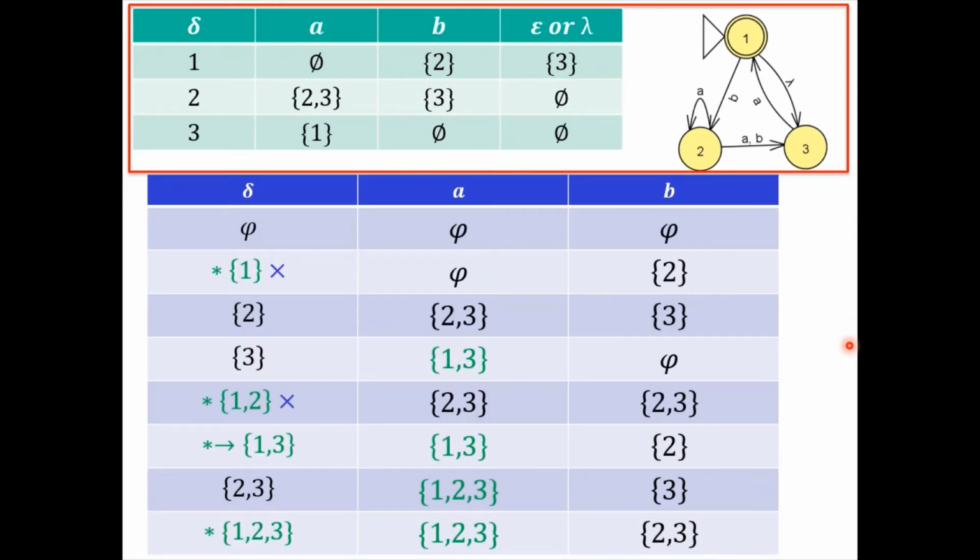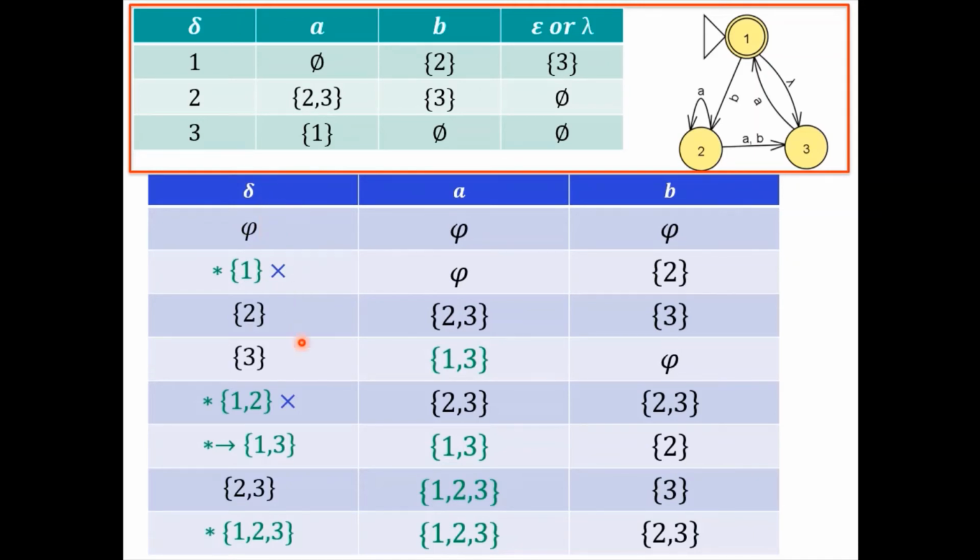Next, this is the complete transition table listed here. At the top right corner of the screen is the NFA provided to us. Alongside, the transition table of the NFA is listed. Below is the transition table of the DFA we are constructing from the provided NFA with equivalent power.